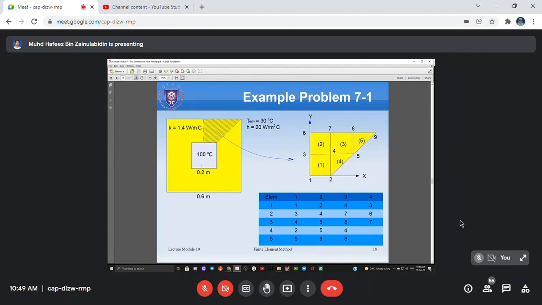Because usually the bottom part is hotter than the top part, right? Because the bottom part is close to the fire, so of course it is hotter than the top part. But for the purpose of this example, let us assume that the temperature inside the chimney is 100 degrees Celsius from the top to the bottom.